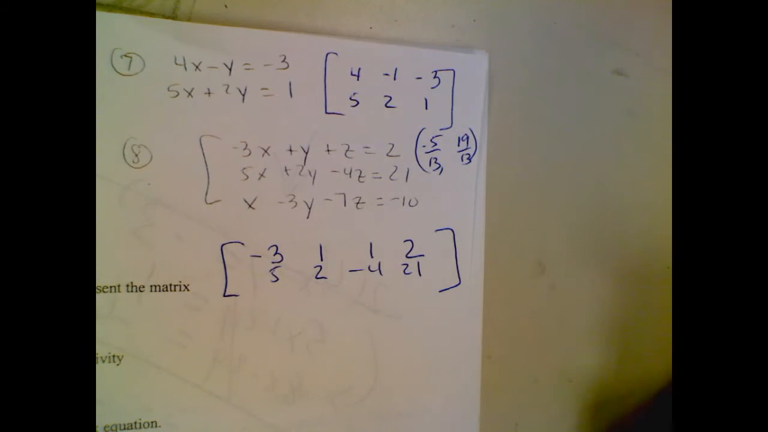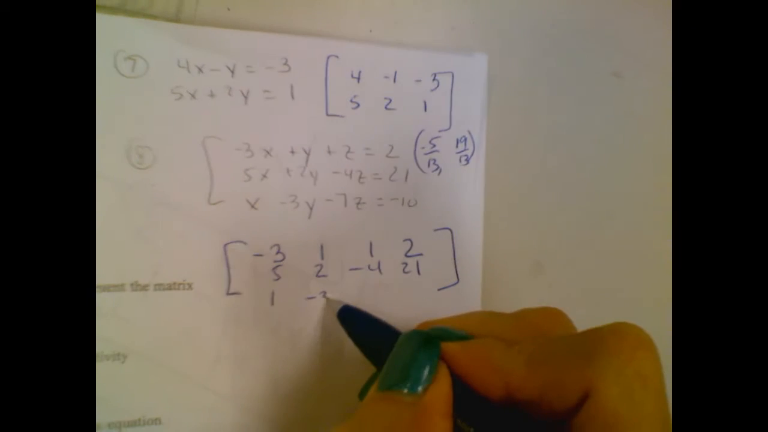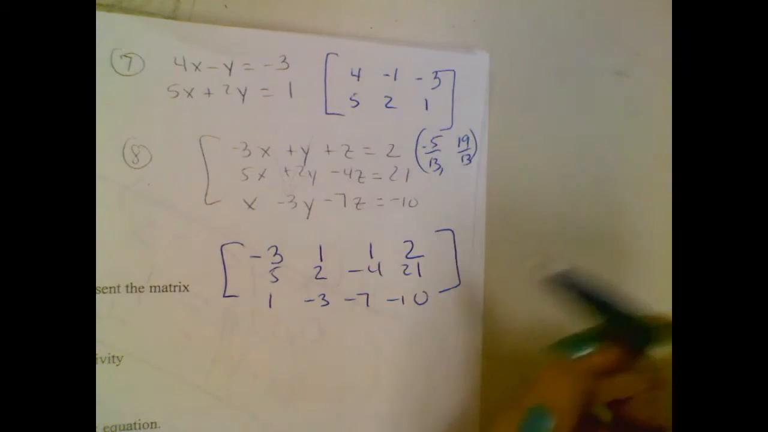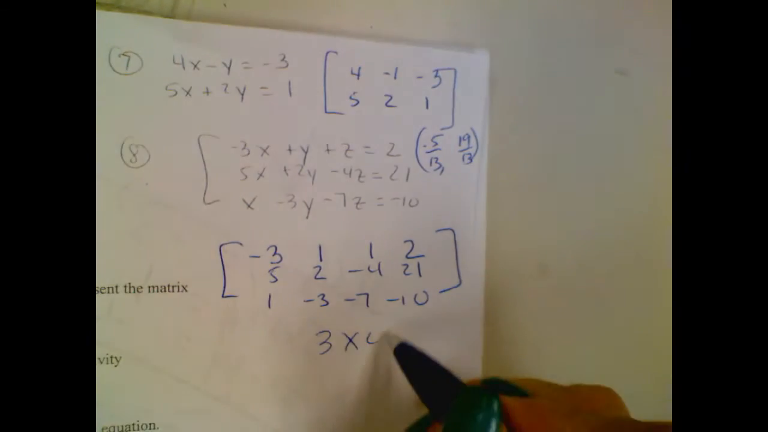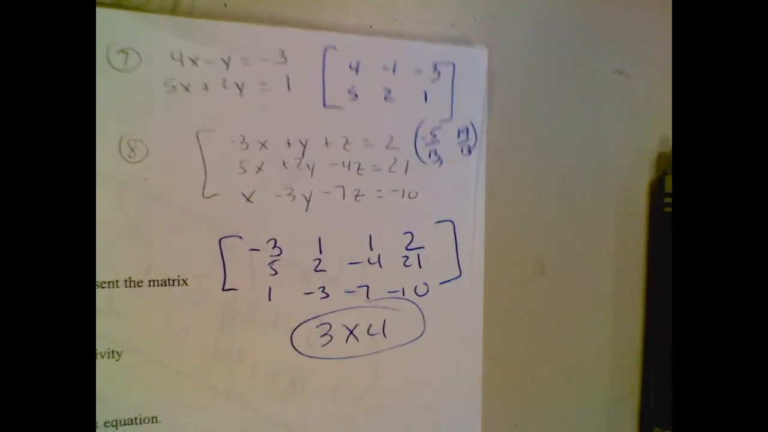Again, these have to be lined up. What would you put if something was missing? What if the z was missing? You would put a 0 in. 1, -3, -7, -10. So this is a 3x4. Do you guys understand that? So type in a 3x4 matrix.